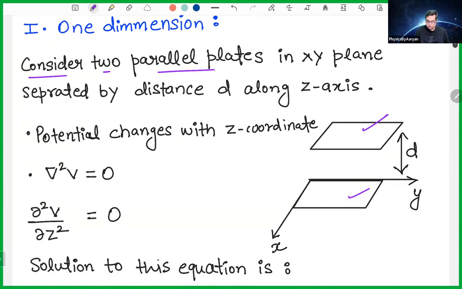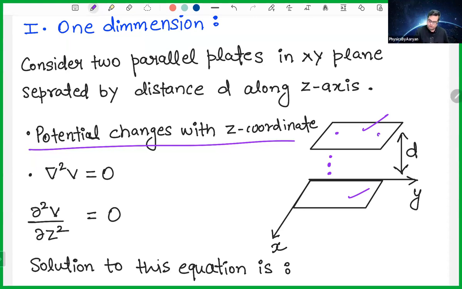Right. Now the potential is only changing with Z. So if you're here, the potential is something else. If you're here, something else. If you're here, something else. So the potential is only changing with one parameter, which is Z. It does not change with X or with Y.